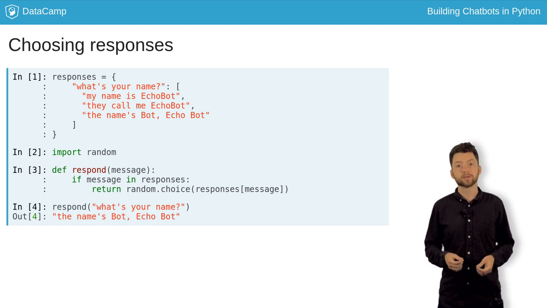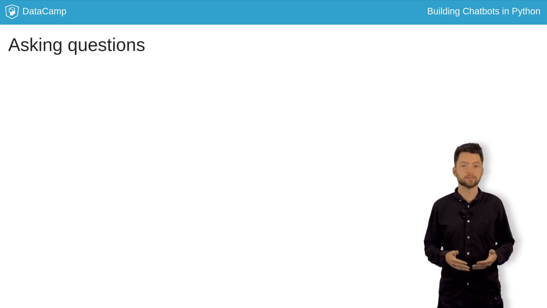For now, we're still relying on the user message exactly matching one of our predefined messages, but we'll soon move to a more flexible approach. A great way to keep users engaged is to ask them questions, or invite them to go into more detail. This was actually one of the things which made the Eliza bot so fun to talk to.